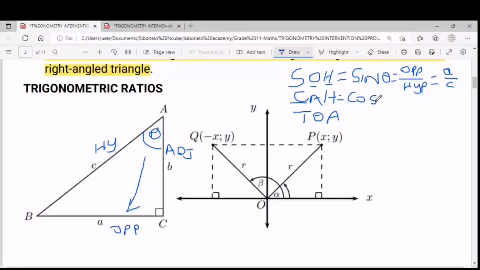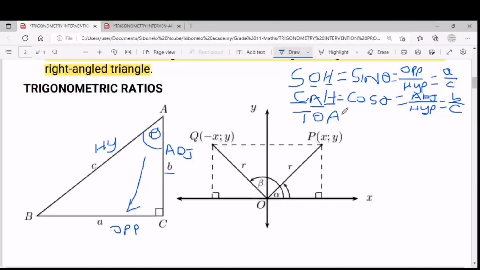So if it's the ratio applied to cos, it's adjacent over hypotenuse. So the adjacent side over hypotenuse side. So now if we were to write this in terms of the variables a, b and c, the adjacent is denoted by b here. So small letter b over hypotenuse, which is denoted by small letter c.